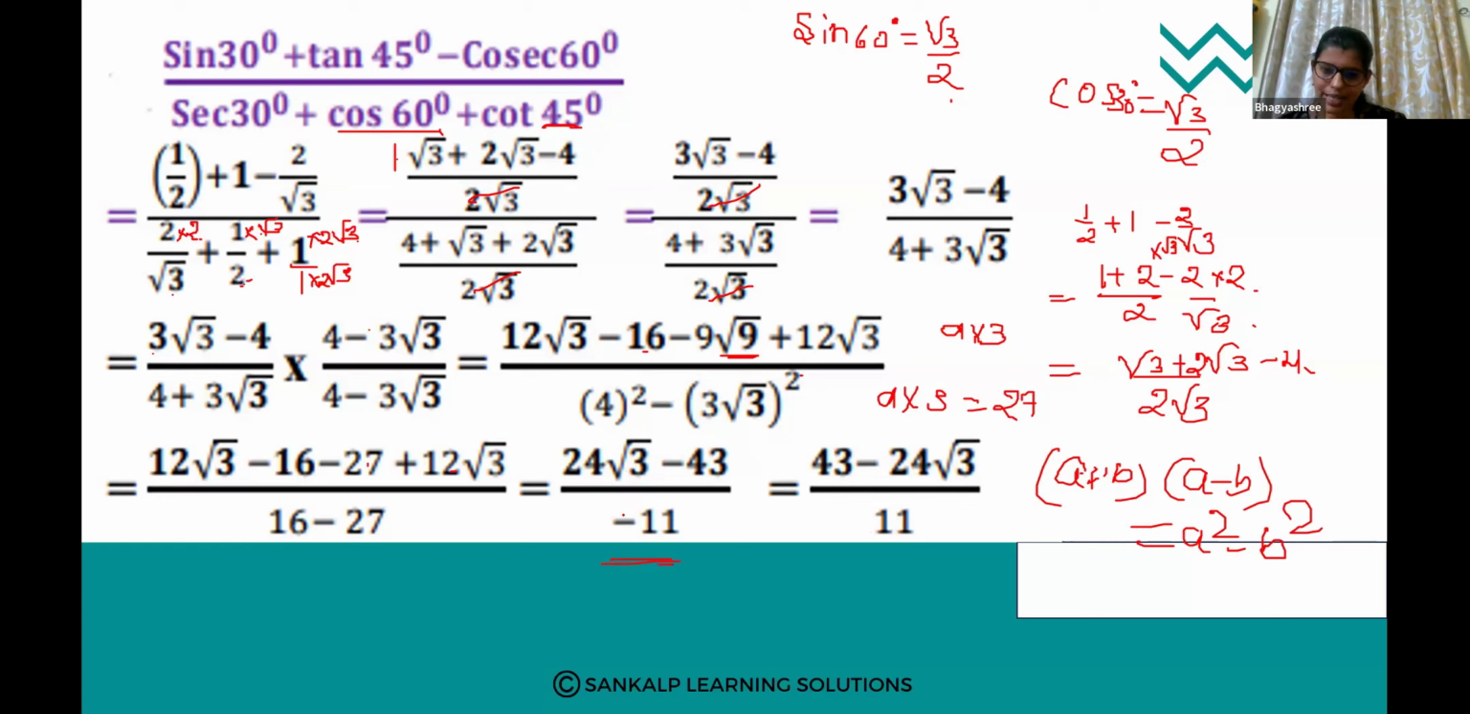In order to remove this minus sign, we'll multiply by minus 1. Then what happens? Minus into minus becomes plus. Plus into minus becomes minus. Minus into minus becomes plus, right? So first we'll write 43 minus, minus into plus, minus 24 root 3 divided by 11. This is our final answer.